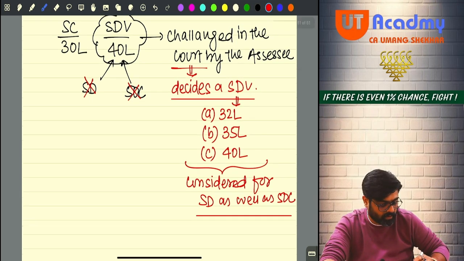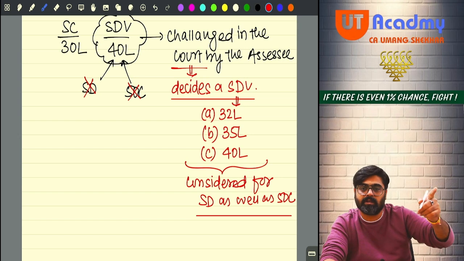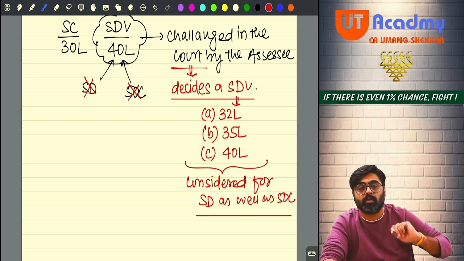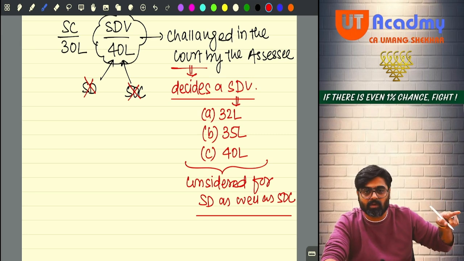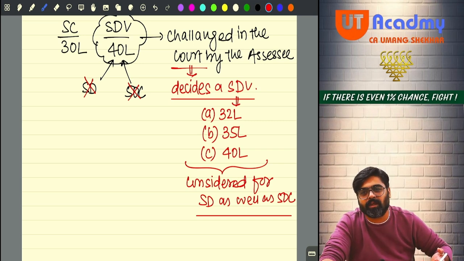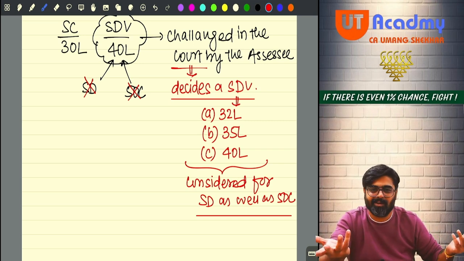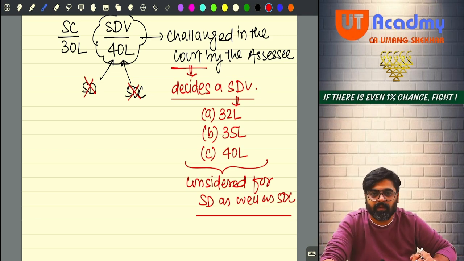Now on how much amount will the registrar charge stamp duty? The stamp duty value decided by the court. On that only he will charge stamp duty. On how much amount will you pay the stamp duty? The stamp duty value decided by the court. On that amount only you are going to pay stamp duty. Yes or no? So how much amount will we consider for 50C? The stamp duty value decided by the court. We will also consider that for 50C. Getting my point? Everyone? Yes or no?